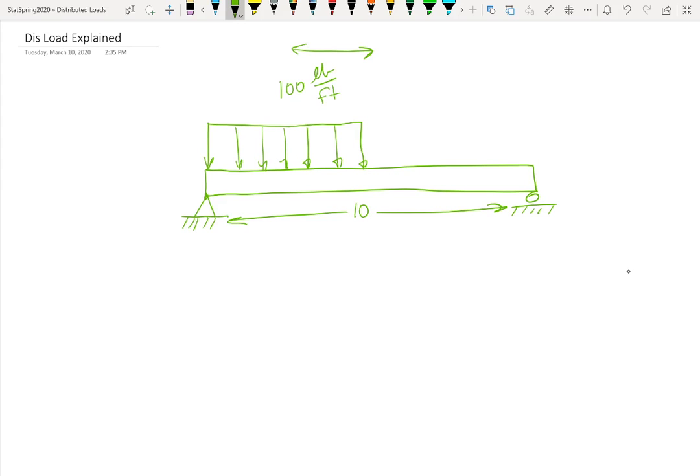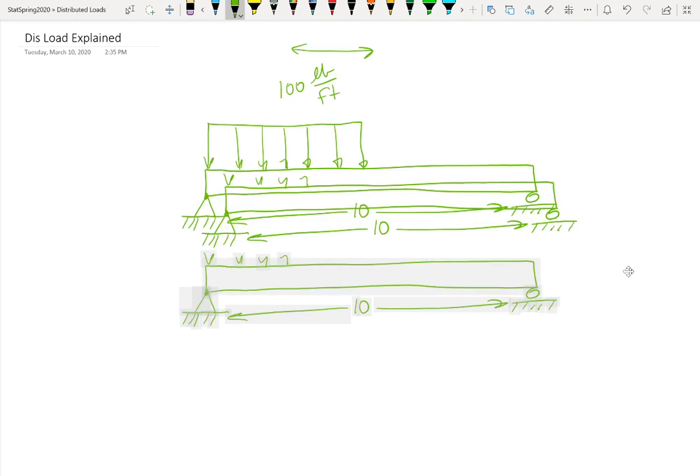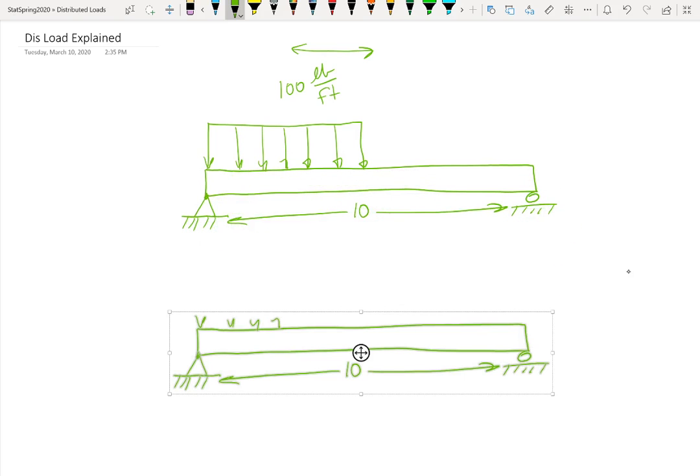Break that force down and say, what equivalent force, so let's say we had an equivalent situation here. Okay, so I want these two situations to be equivalent.